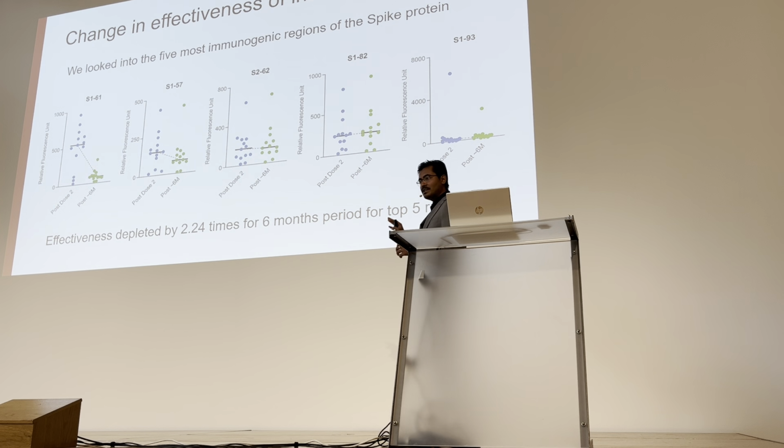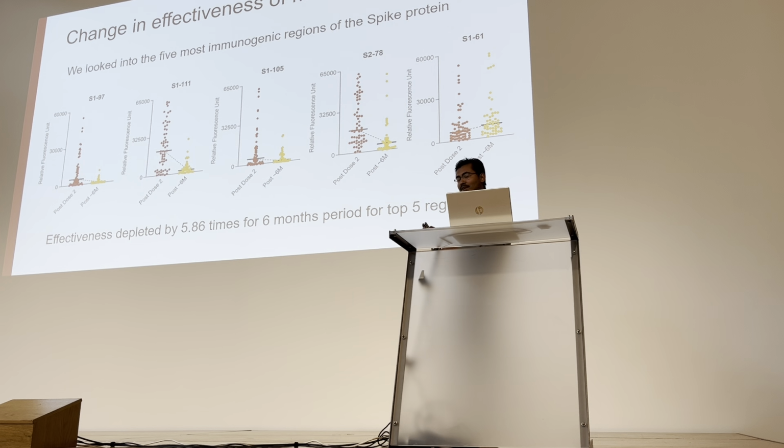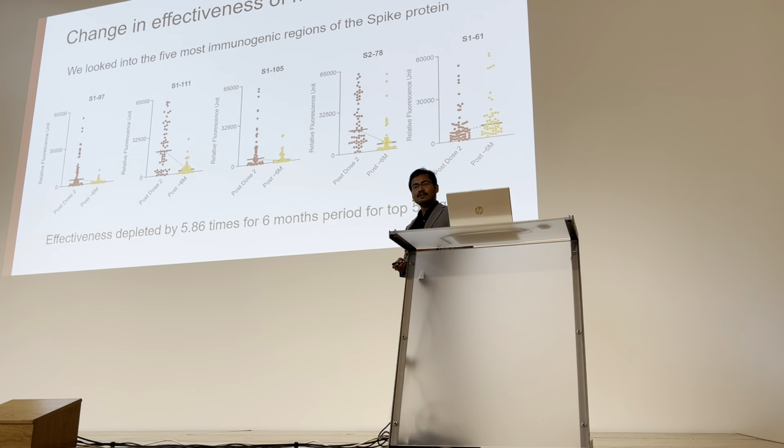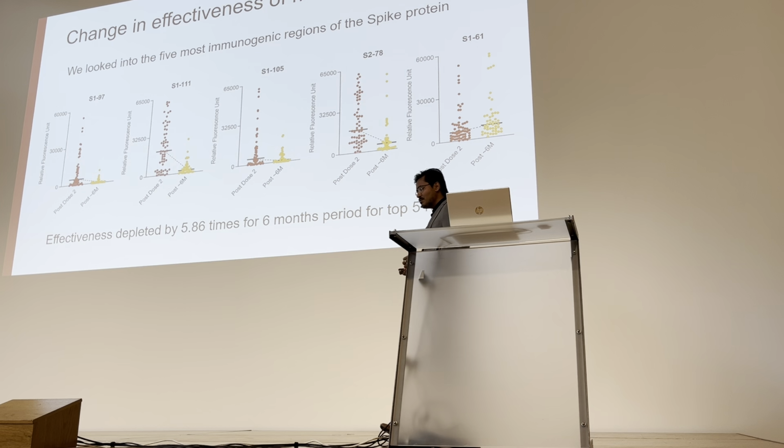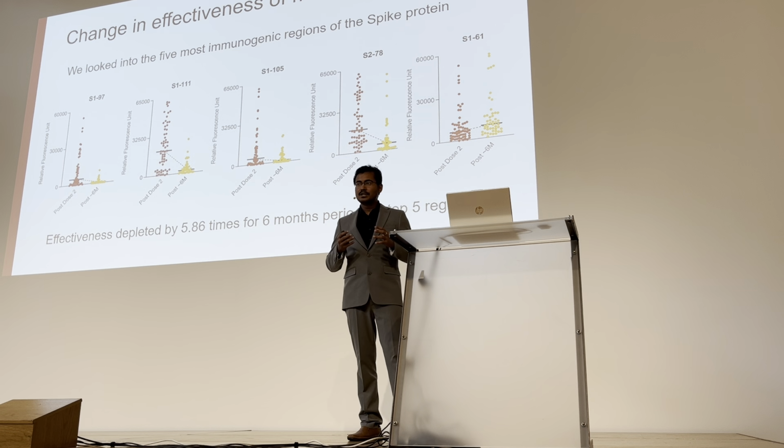So we did the same thing also for the mRNA vaccine. And to our surprise, it reduces by even more. It reduces by 5.86 times in the mRNA vaccine compared to the inactivated vaccine, which is 2.3 or something like that. So there is a 2-fold greater decrease in antibody level in the mRNA vaccine. So even though the mRNA vaccine initial response is much stronger, it also depletes very fast compared to the inactivated vaccine.